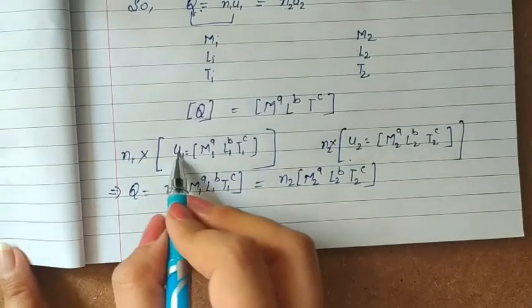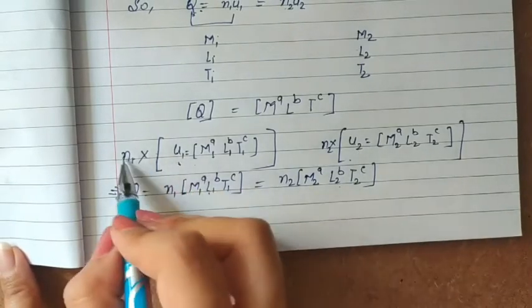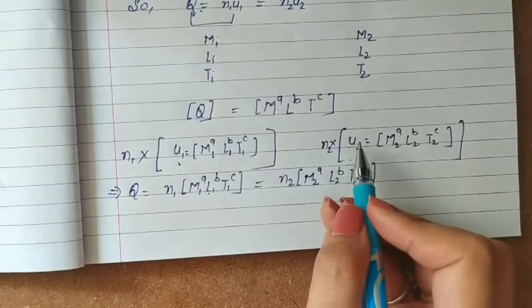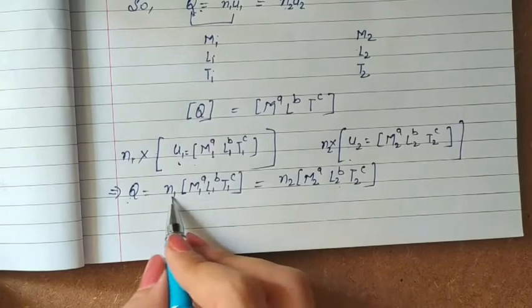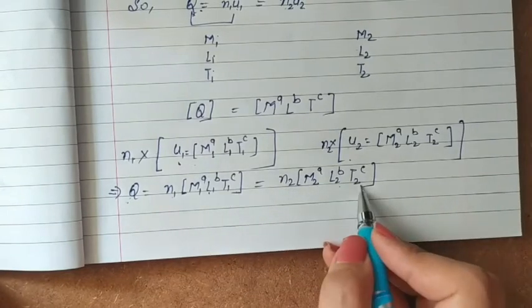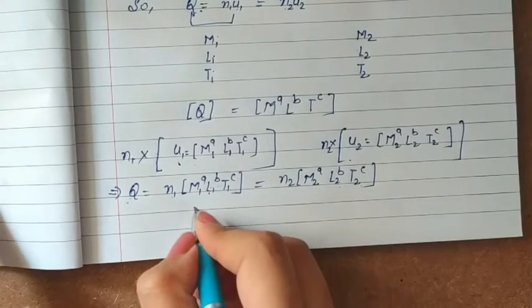Now this means that N1U1 is equal to this, N2U2 is equal to this, and N1U1 and N2U2 both are equal and equal to Q. So Q is equal to N1 into this factor and N2 into this factor. By equating these two, we get N2.